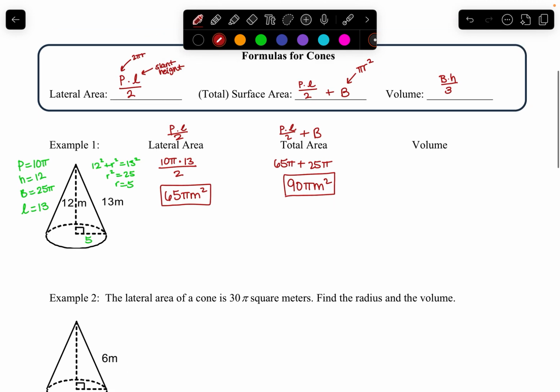And then volume is big B times H, and now I'm dividing that by 3. So big B is 25 pi, H is 12, divided by 3. So 25 times 12 divided by 3 will give me 100 pi meters cubed. And there we go.